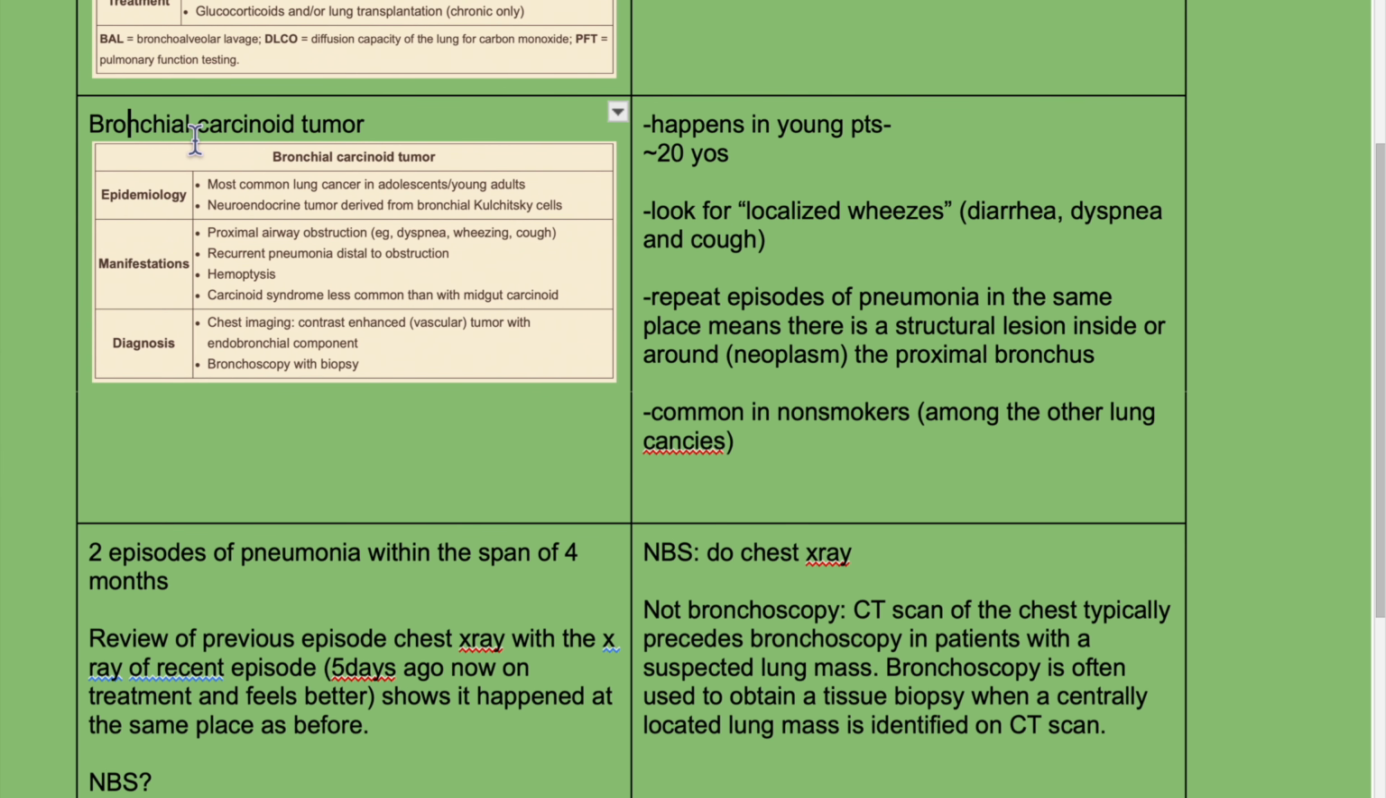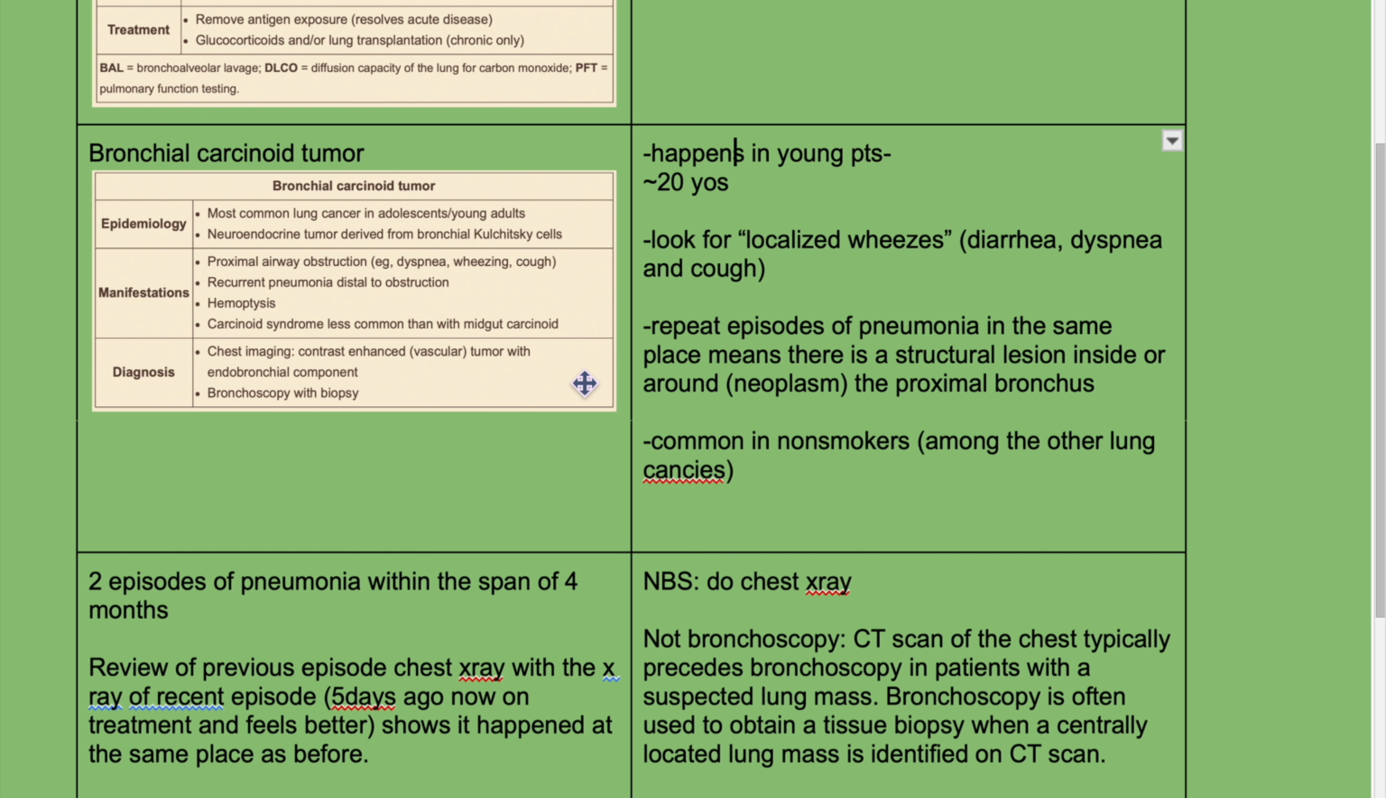Bronchial carcinoid tumor. Okay. This is one from the lung cancer page from Step 1 First Aid. I believe it had a different thing where it said it kind of looks like tuberculosis, but that's not true anymore. Here, it happens in young patients, around 20-year-olds. Look for localized wheezes.